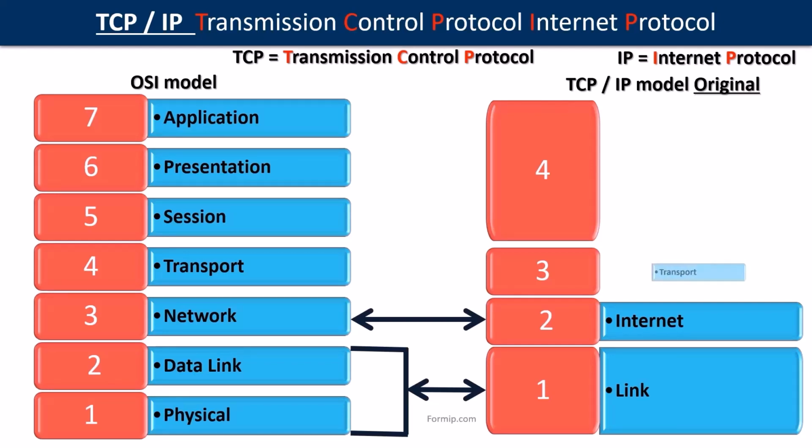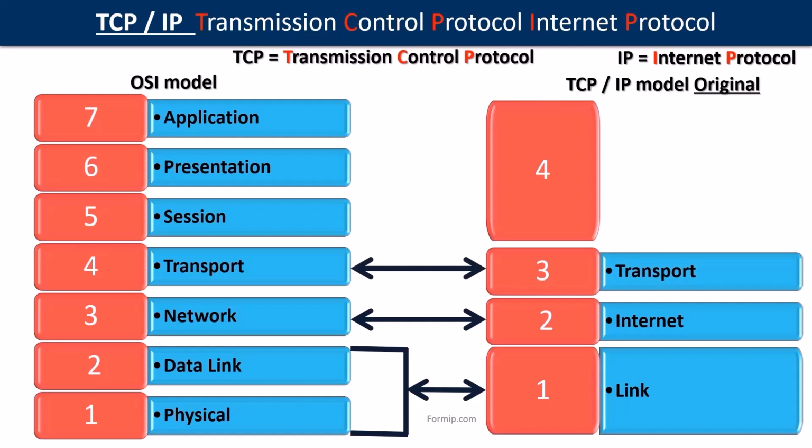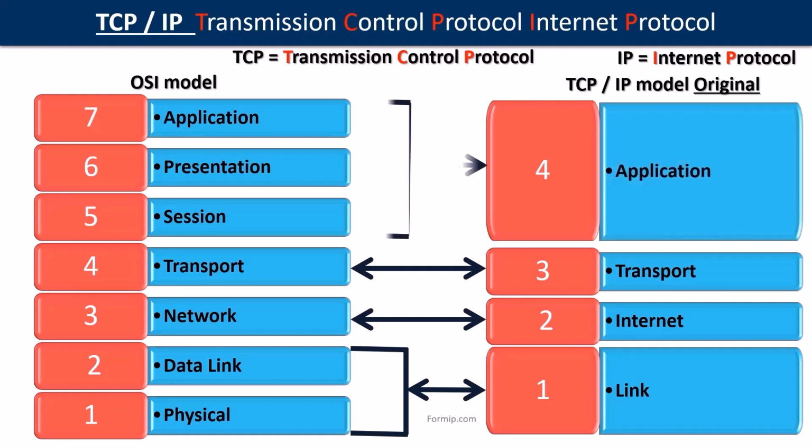Layer 3 is the transport layer, which corresponds to layer 4 of the OSI model. And layer 4 is the application layer. It corresponds to layers 5, 6, and 7 of the OSI model. In the rest of the program, we'll talk about communications between 2 PCs and the process of encapsulation and decapsulation of IP packets.